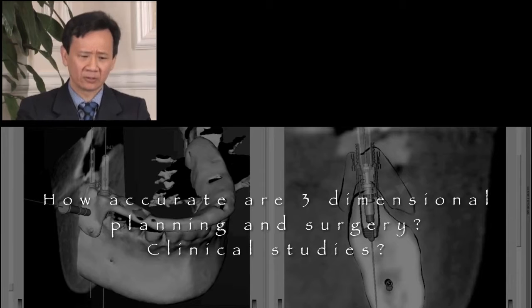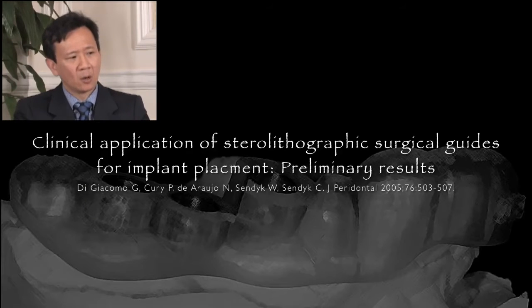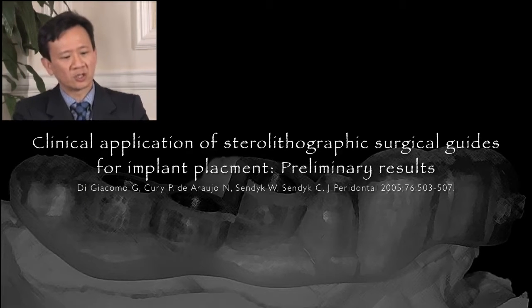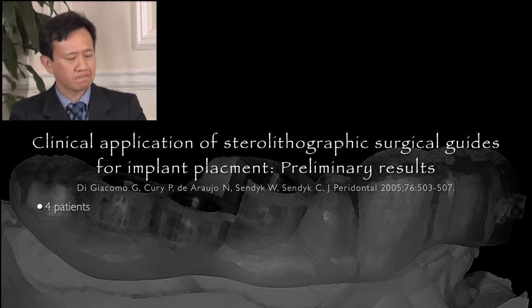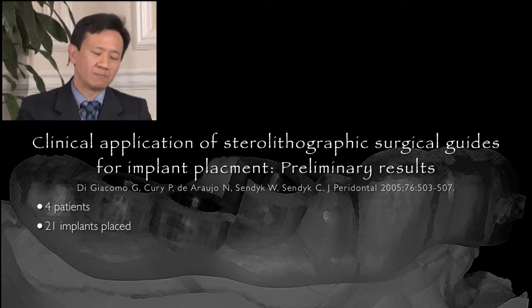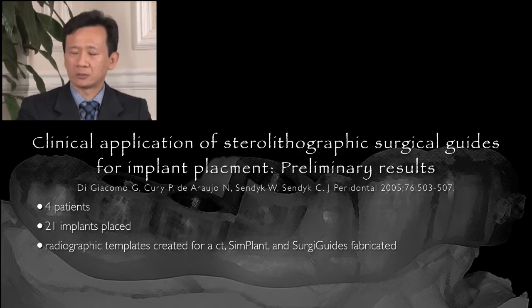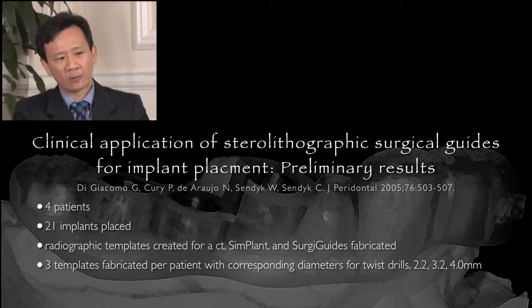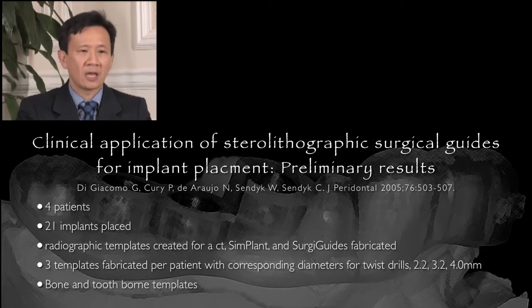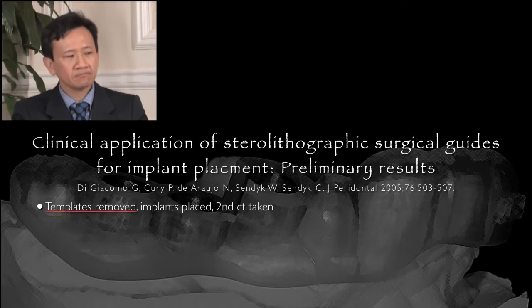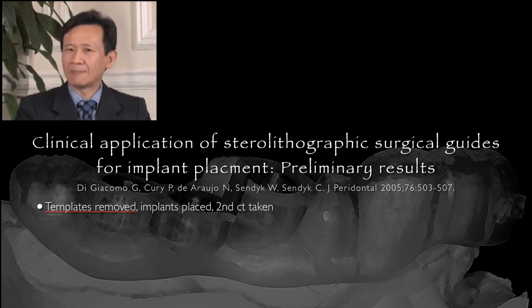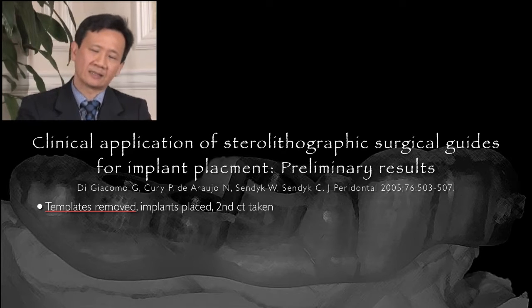But how accurate are these? Are there any clinical studies? Well, Di Giacomo did a study looking at 4 patients. They placed 21 implants using radiographic templates, CT scan, Implant, and Surgiguides. 3 templates were fabricated for different size of the twist drills for the osteotomy site, and they were bone and tooth-borne templates. The templates were removed, and then the implants placed, and then the second scan was made.